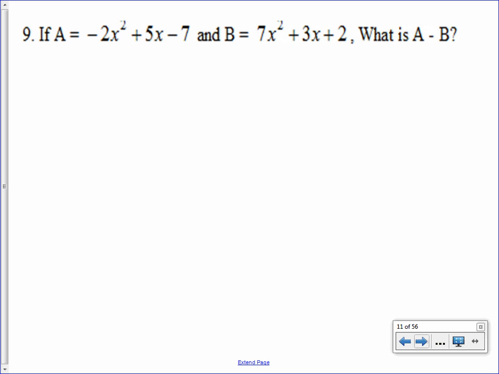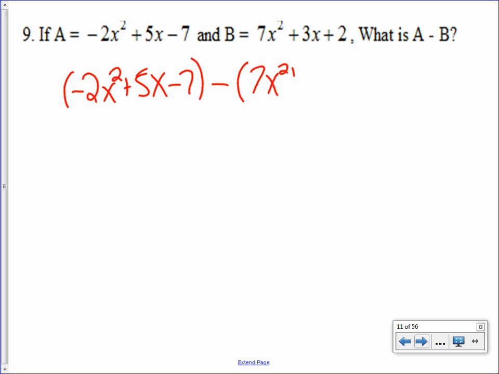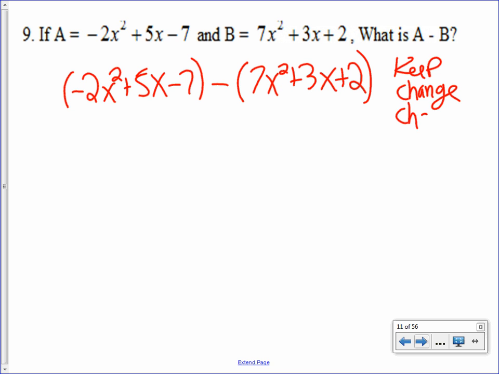Subtracting polynomials. A minus B. I'm going to write A, minus B. To subtract polynomials, you need to know keep, change, change. Of course, like everything else that's listed in your key understandings packet. So we keep the first polynomial.